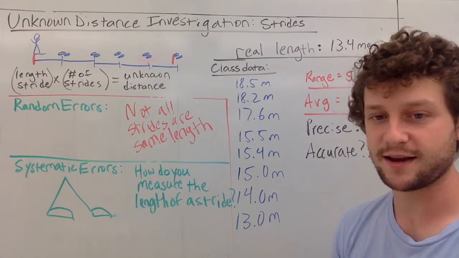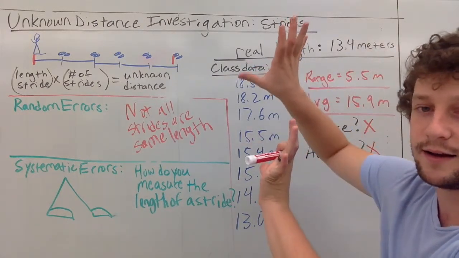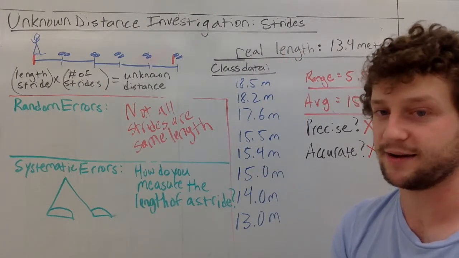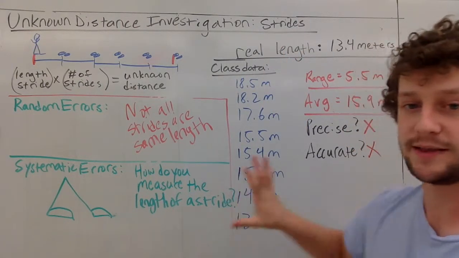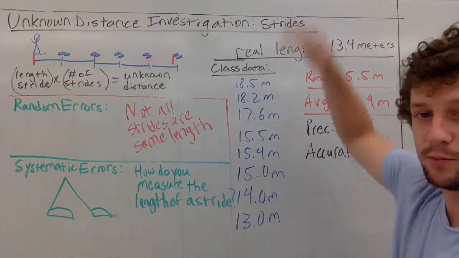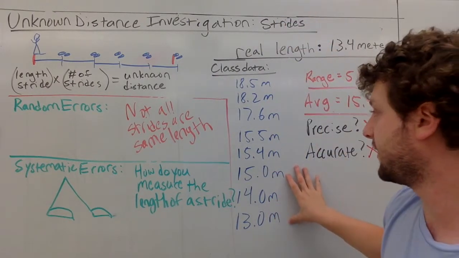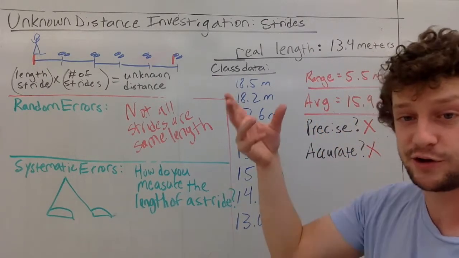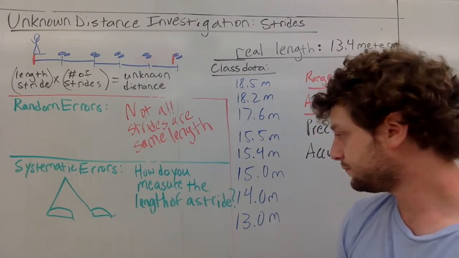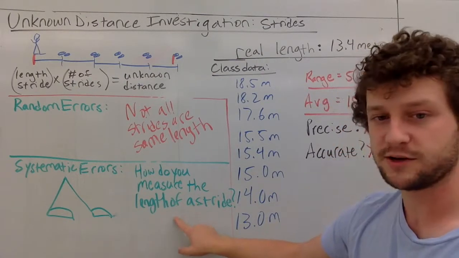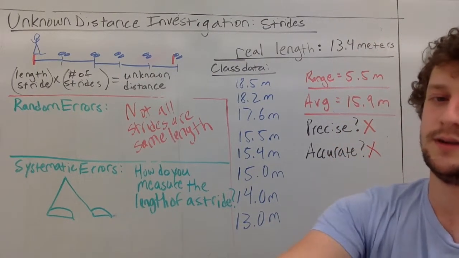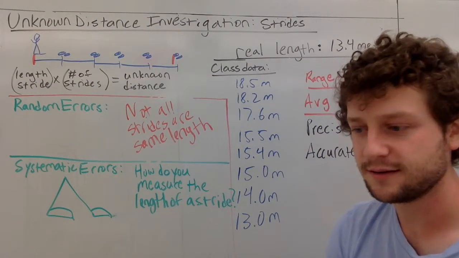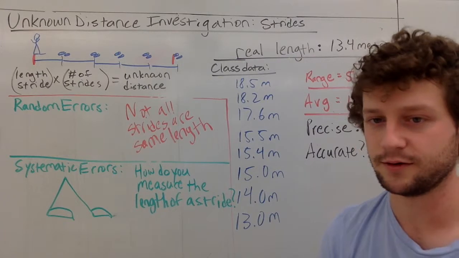Okay, so what type of systematic error skewed the data higher in general, made it go one way? Random errors don't make the data go one way, they make it go both ways. There must be a systematic error that made the average measurement shift higher. Well, my question to you is, how do you measure the length of a stride? How did you do it? I didn't tell you how to do it, okay?